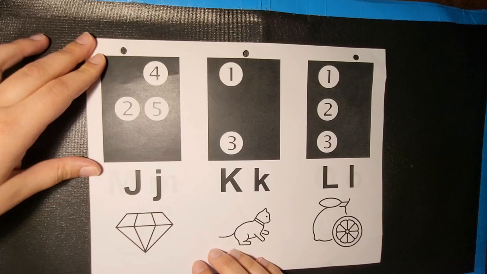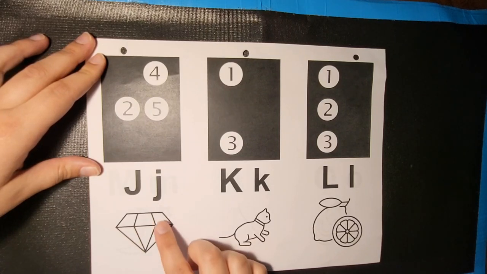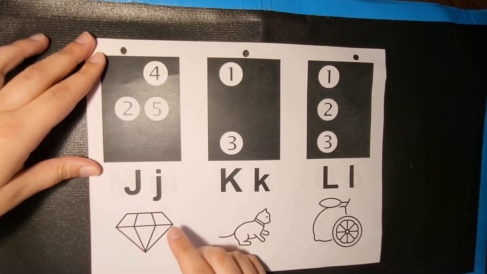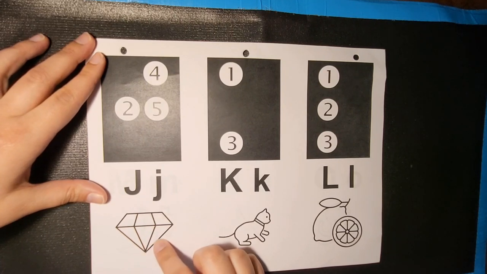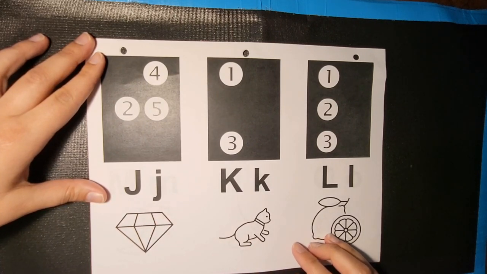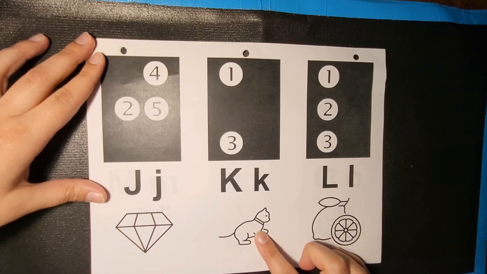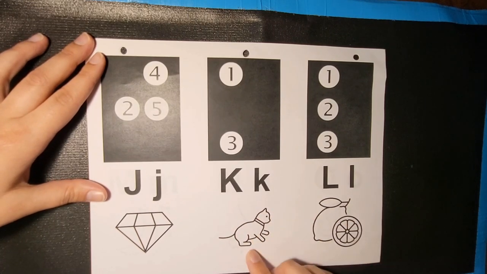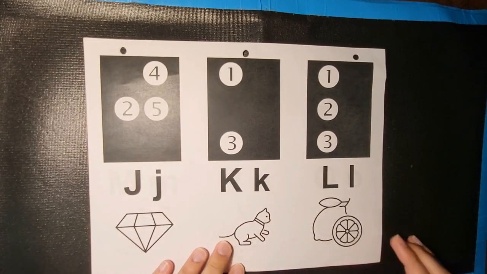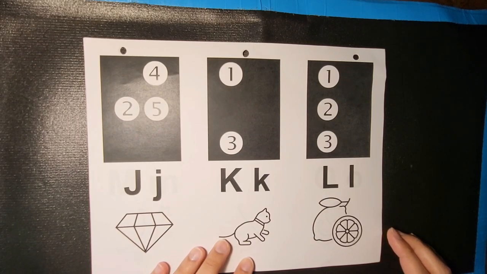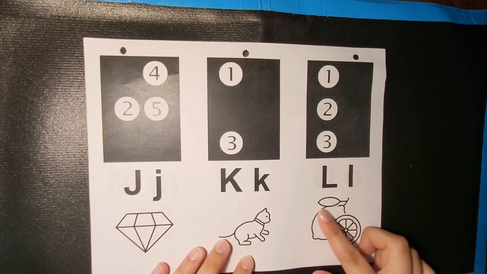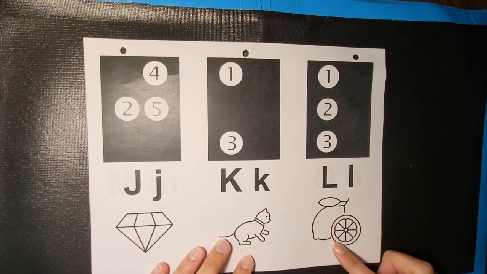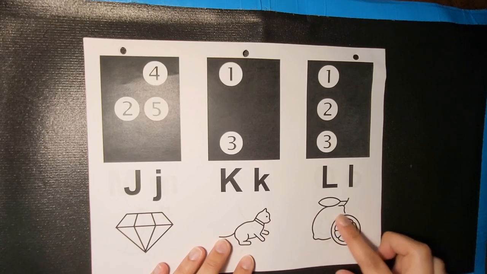So let's see our pictures here. For J, this looks like a diamond, but I would guess I was going for jewel here. This is a jewel. K, we have a kitten, not to be confused with a cat. Cat starts with C. This is kitten with K. And then for L, we've got a lemon. So we've got the whole lemon here, and then the lemon sliced, and you can see the circular inside of the lemon.